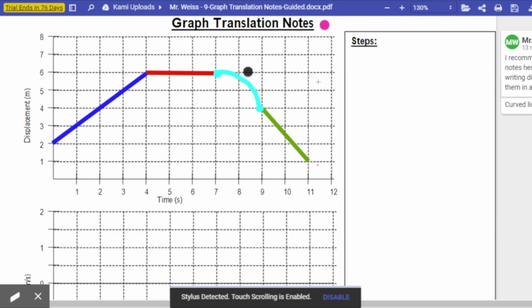First thing we want to notice is that this motion graph has four different parts to it. Alrighty, let's get started with these graph translation notes.